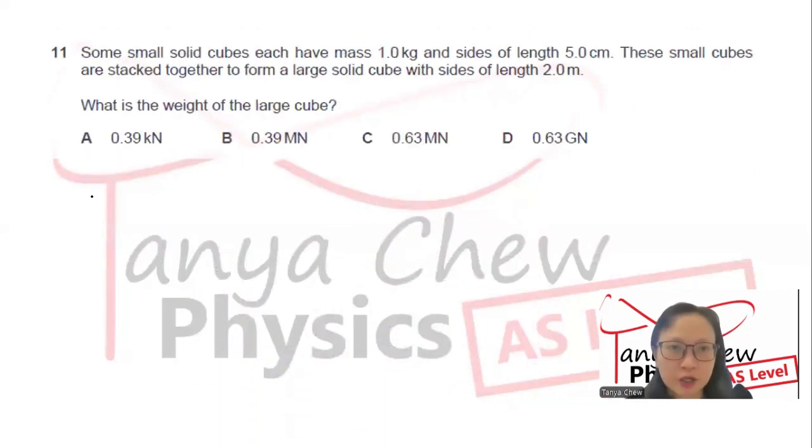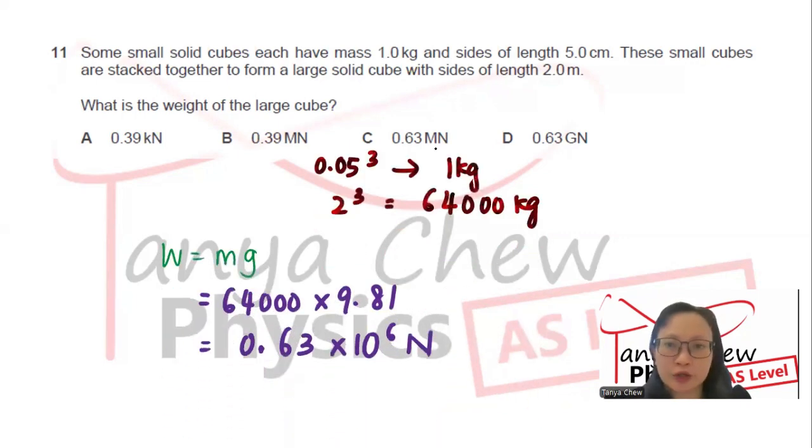Question number 11. Some small solid cubes each have mass 1 kilogram and sides of length 5 cm. These small cubes are stacked together to form a large solid cube with side of length 2 meter. What is the weight of the large cube?